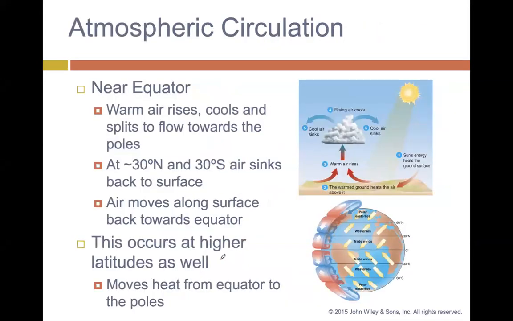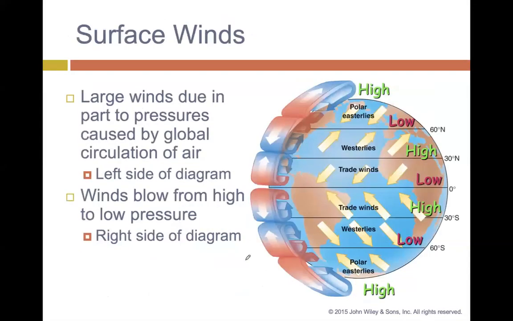Atmospheric circulation. So near the equator, warm air rises, cools, and then splits to flow toward the poles, the North and the South Pole. So you can see how the trade winds bring winds to the equator. So I'm just going to point the trade winds bring winds to the equator, where it will rise, and then those winds will go to the poles. At about 30 north and 30 south latitude, you can see here the air sinks back to the surface, and then air moves along the surface back towards the equator. So it rises, cools, and then comes back to the equator. This also occurs at higher latitudes as well, where it moves heat from the equator to the poles.